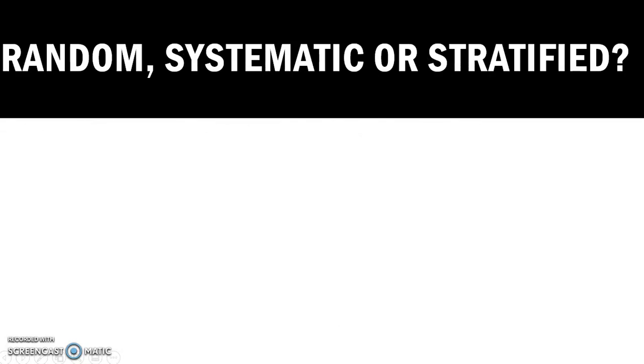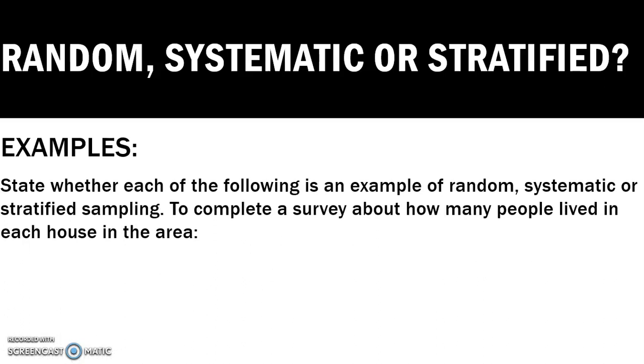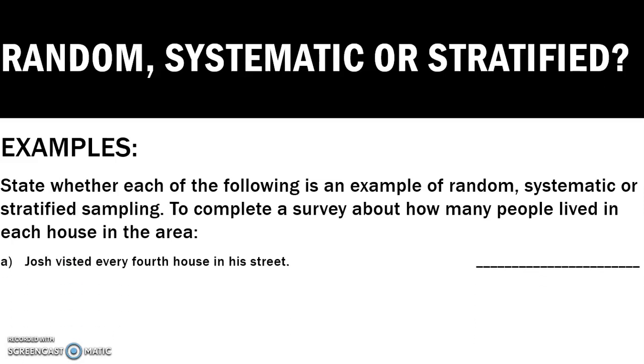So random, systematic, or stratified. Let's have a look at some examples. So we want to state whether each of the following is an example of random, systematic, or stratified sampling. So we complete a survey about how many people lived in the house in each area. Josh visited every 4th house in the street.